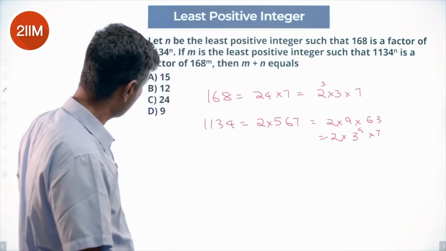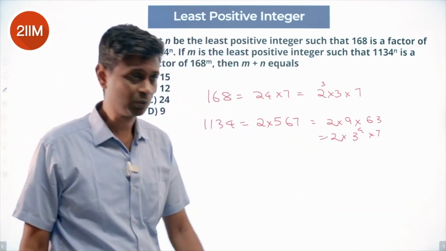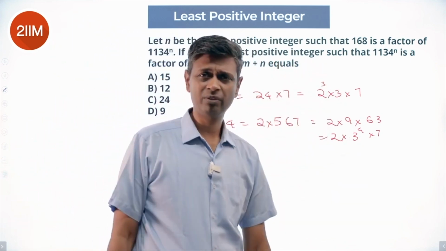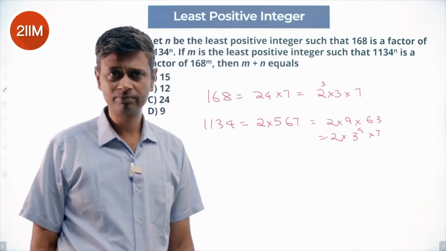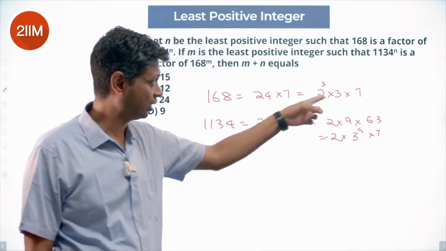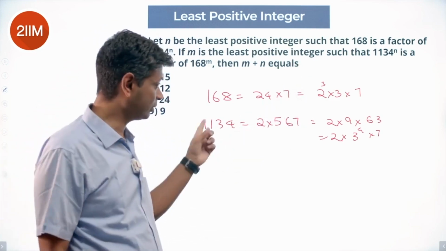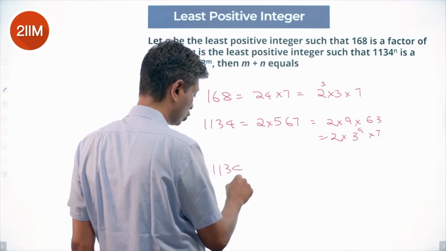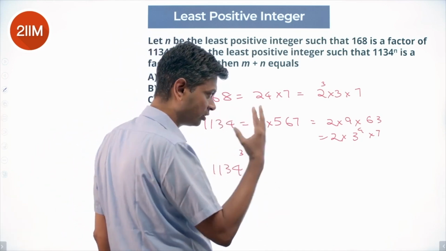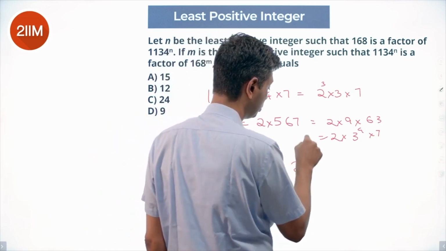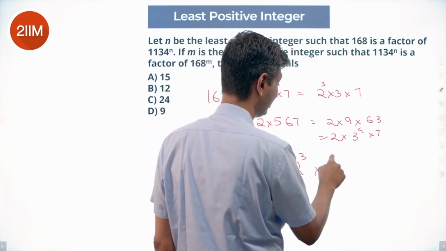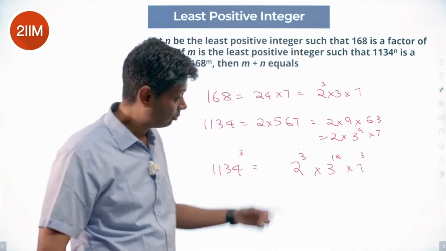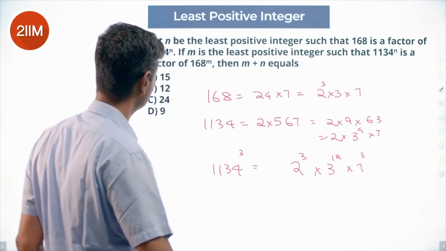Nice. 1134 to the power n, 168 should be a factor of that. 168 should be contained within this. There are lots of 3s, lots of 7s. Even 1134 to the power 1 will contain 3s and 7s. But I need to have three 2s in this number. This number only has one 2. So I have to cube this. So 1134 cube is absolutely necessary. Only then will we get a 2 cube, which is important. We'll have lots of 3s, lots of 7s. This many 3s and 7s are not required, but we need 2 cube, so n is equal to 3.